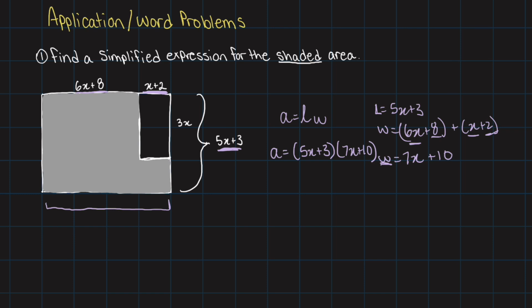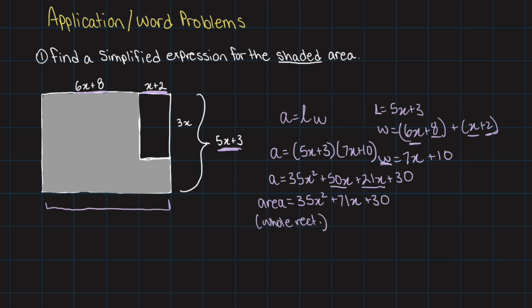And here's where we have to apply the distributive property and multiply all these terms. First we're going to do 5x times 7x, 35x squared, and then we have 5x times 10, which is just 50x. Then we have 3 times 7x, which is 21x, and then 3 times 10, which is 30. Then again, we collect our like terms: 35x squared, and then 50x plus 21x, 71x, and then plus 30. So this is our area for the whole rectangle.